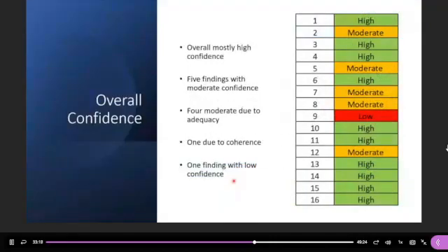So our overall confidence was mostly high in our findings. We had 5 findings that we rated with moderate confidence. 4 of these were due to adequacy and 1 due to coherence. We had 1 finding rated with low confidence, due to adequacy of data.